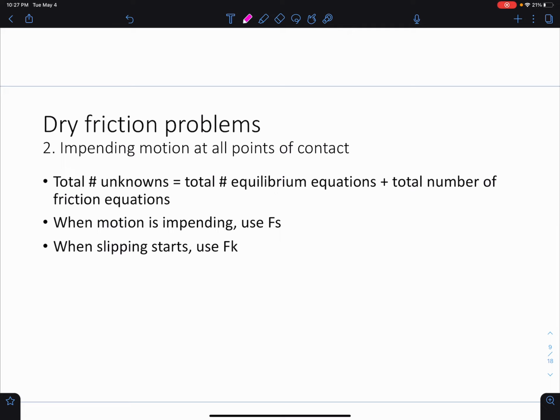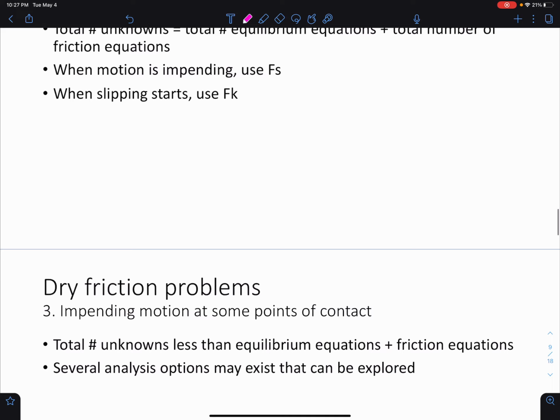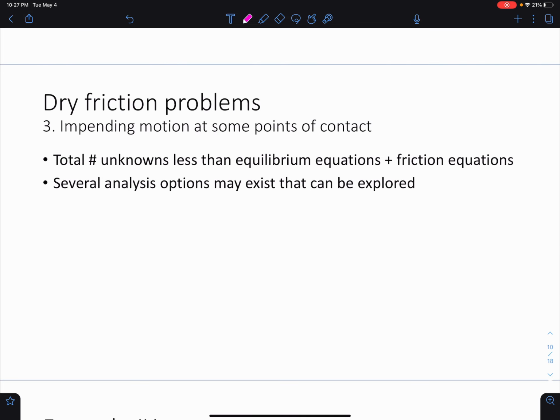The next type is that we have impending motion. So this is basically when we're going to approach movement and the total number of unknowns is equal to, yes, the equilibrium equations, but also our friction equations. So we have to use the Fs for impending motion, and the minute our slipping or movement starts, we'd have to switch to moving Fk. So these problems get a little bit more complex because you just add to the number of unknowns that are present in your problem. The third type is impending motion at some points of contact.